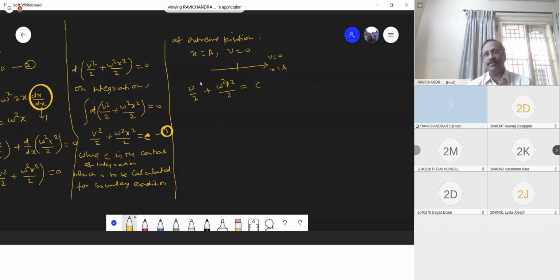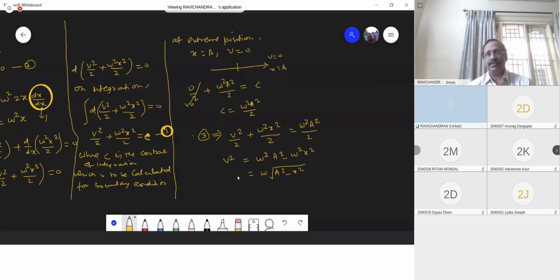Therefore, this anyway becomes 0. C is equal to omega square a square by 2. Therefore, in equation 3, instead of c, you can apply this value. You will get b square by 2 plus omega square x square by 2 is equal to omega square a square by 2. So, 2 you can cancel everywhere, and you can write here b square is equal to omega square a square minus omega square x square, equals omega square (a square minus x square).